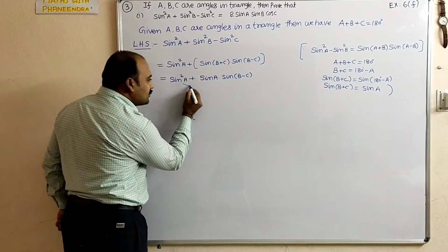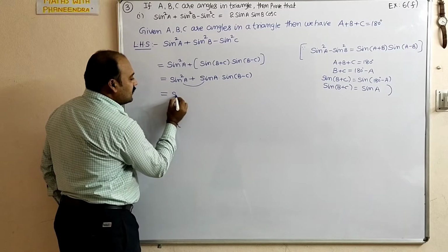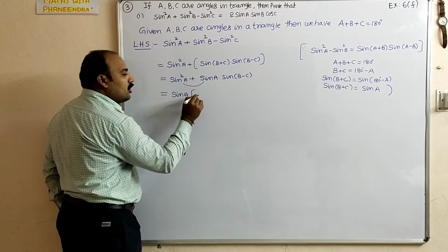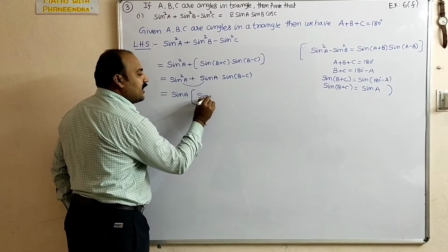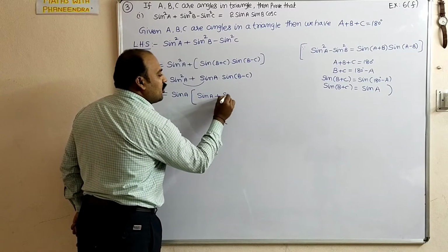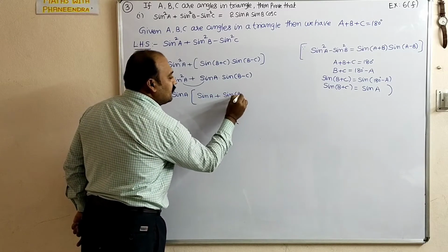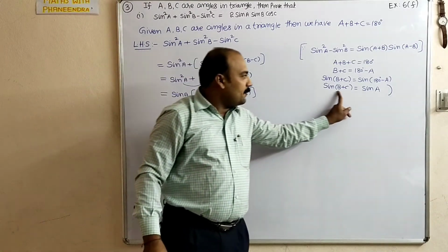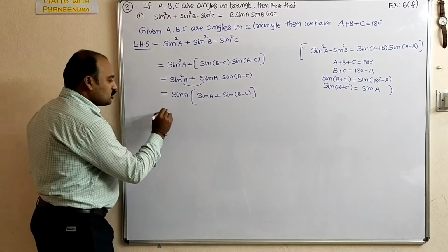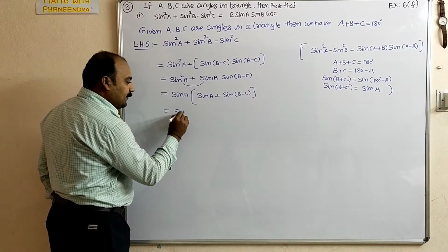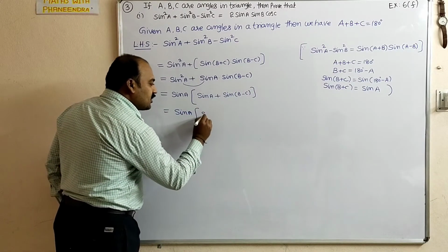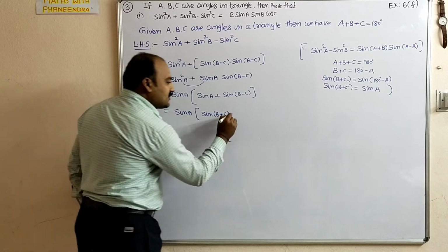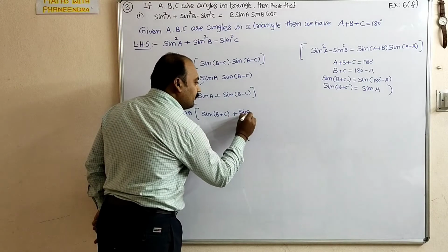So from these two, sin A take common. Sin A into, one of the sin A if you take out common, another sin A value is there, plus sin of B minus C. Again in place of sin A, you have to replace with sin of B plus C. So which is equal to sin A into sin of B plus C plus sin of B minus C.